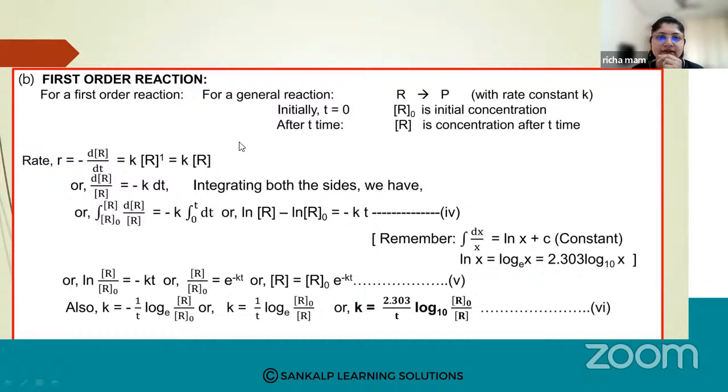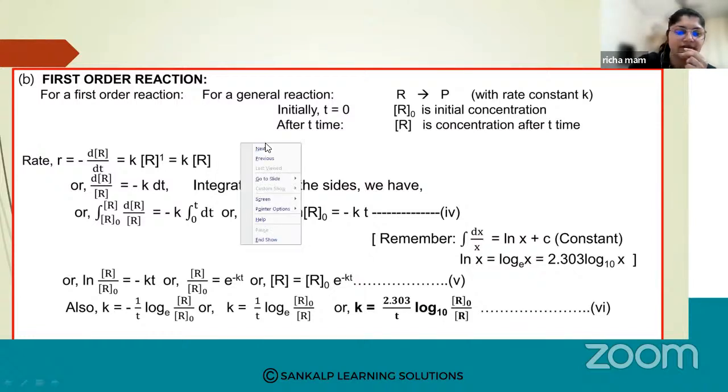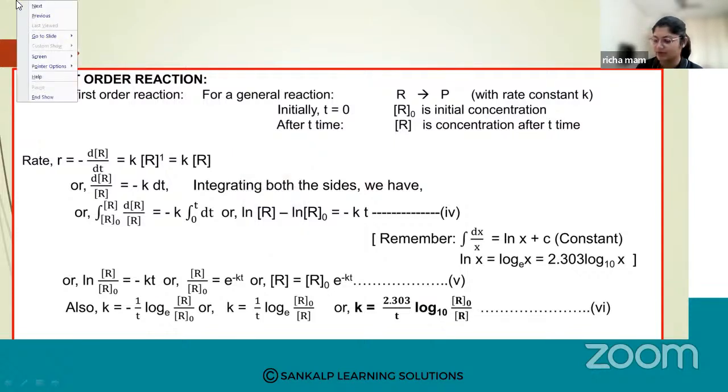So in the previous class, we were discussing the integrated rate equation, right? We have seen the zero order reaction and the first order reaction. We have seen the integrated rate equation for the zero order and first order reaction. Did you practice both the derivations?